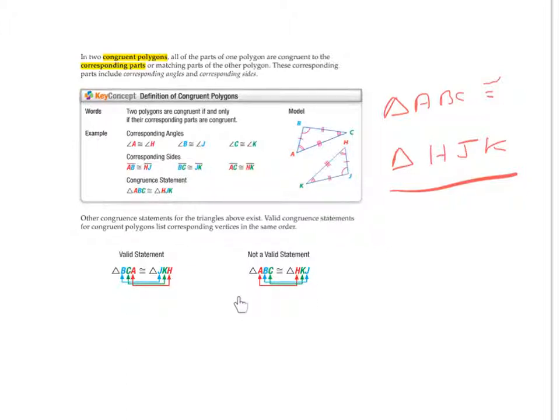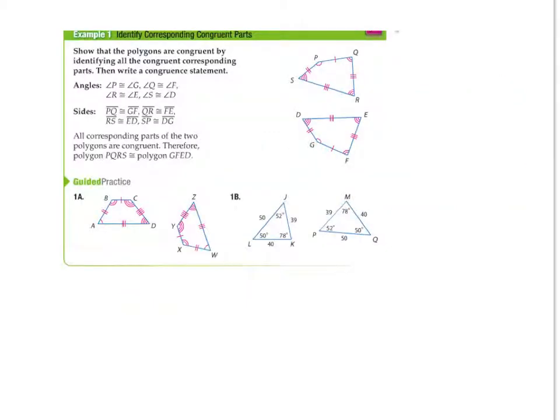But this is not okay because we're not writing down our corresponding parts in the same order in each of our triangles. So here we go, A is to H, that's good, but B goes with J, so we see that these are not congruent triangles written this way.